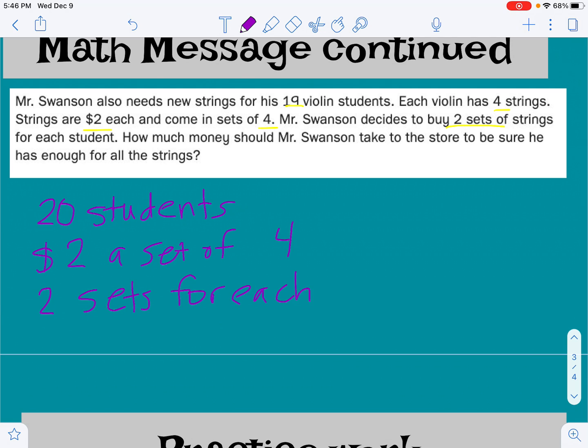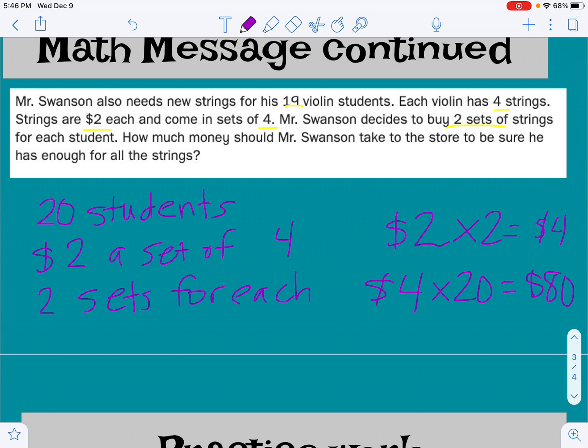Making a note of all my information again. So when we look at that, we're thinking $2 per set times 2. He's going to spend $4 for every student. If he has $4 for every student times the 20 students he has, he needs to spend $80.